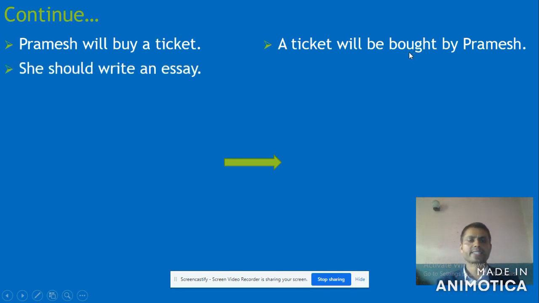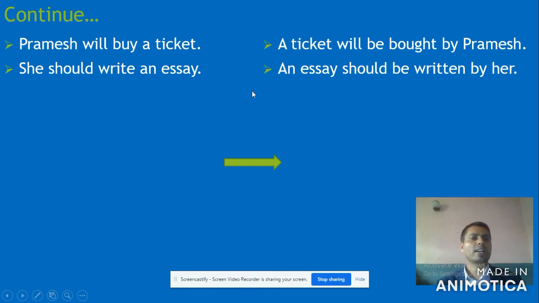Now let's look at the next sentence here. Active sentence first: She should write an essay. Now she is the subject, should is the modal verb, write is verb 1. An essay is what? An essay is the object. Now let's look at its passive form: An essay should be written by her. So she becomes her, and an essay should be written by her.